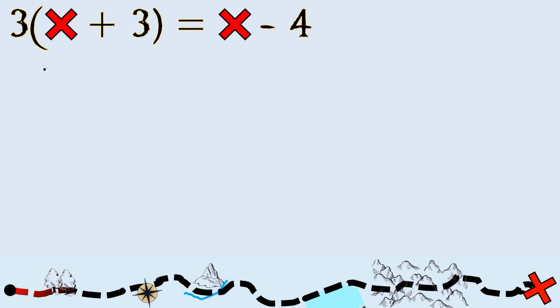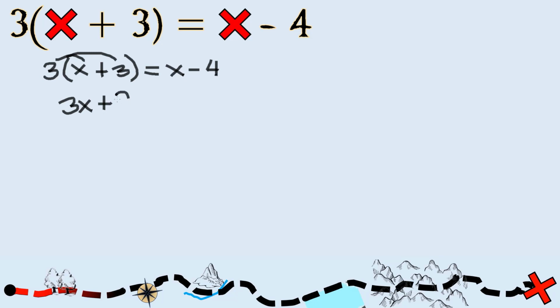Let me rewrite here. We have 3 times x plus 3, this is our left hand side, is equal to x minus 4. Now, we are going to apply here the distributive property. In doing that, of course, we will have 3 times x, 3x, plus 3 times 3 is 9, equal to the other side, x minus 4.